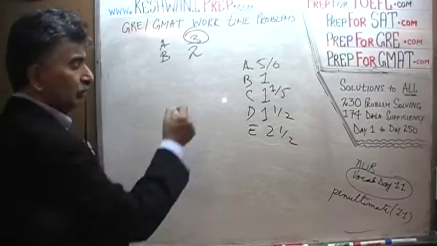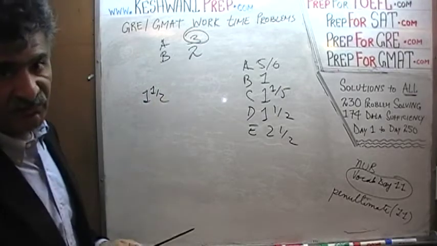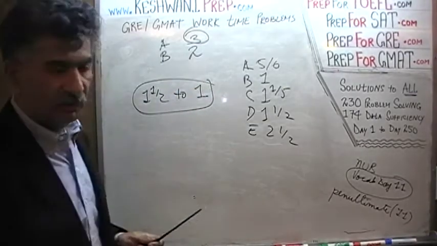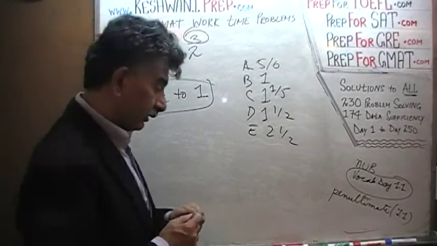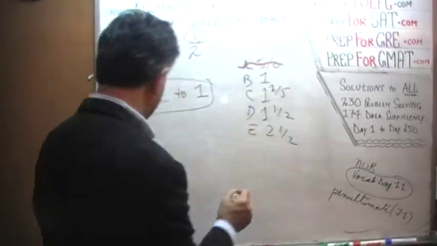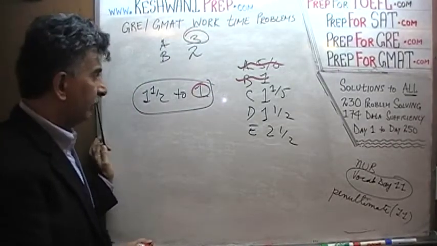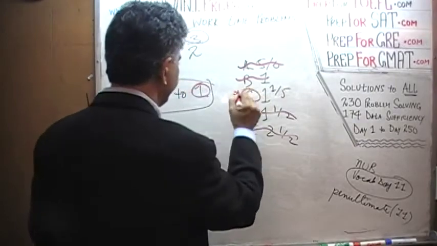Well, if they both work as slow as the slow guy, it will take them an hour and a half. If they both work as fast as the fast guy, it will take them exactly 1 hour. It has to be in this range. The correct answer has to lie between 1 and 1.5 hours. Anything that lies outside it is nonsensical. Answer cannot be 5/6. Answer cannot be 1, because 1 is the lower limit. It cannot be an hour and a half. It cannot be 2.5 hours. The answer is C.